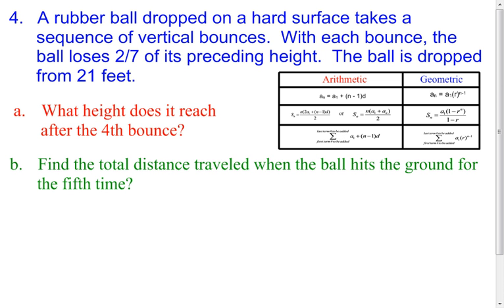All right, this one's kind of a tricky one here. Term numbers are really tricky on this one. A rubber ball dropped on a hard surface takes a sequence of vertical bounces. With each bounce, the ball loses 2/7 of its preceding height. You've got to pay close attention. If it loses 2/7, that's not what you really care about. What you really care about is how much it retains. And if it loses 2/7, then it retains 5/7 of its previous bounce. That's the piece that you really care about. The ball is dropped from a height of 21 feet.